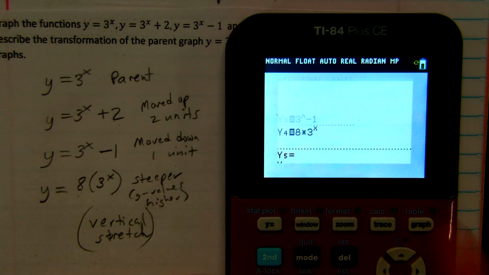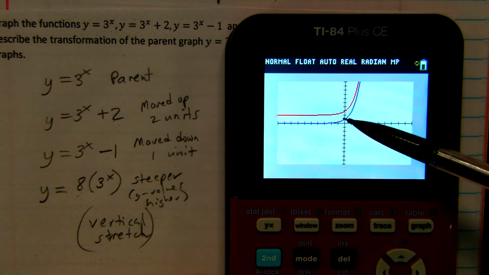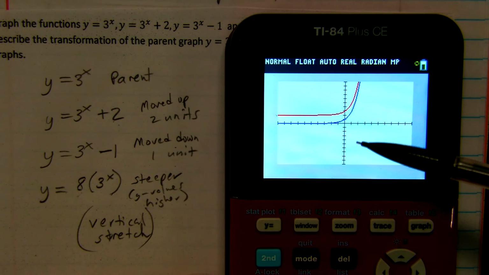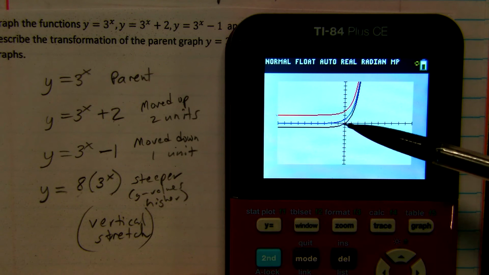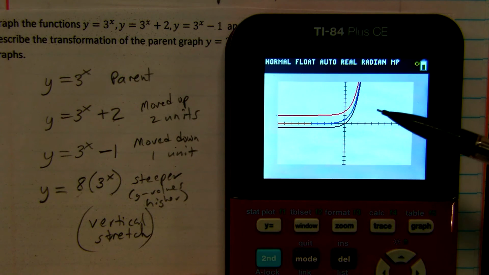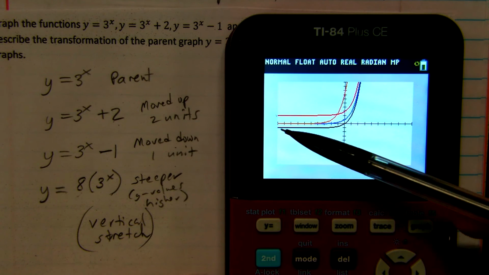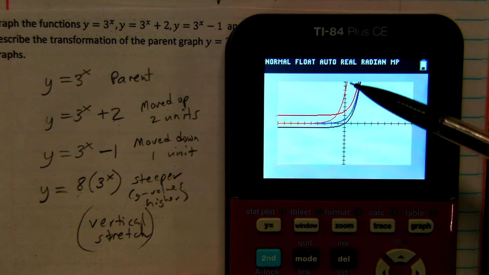I'm going to graph them all on the same screen. It's going to be a little messy. And if you're using a calculator that doesn't have the colors, you'll have to keep track of which one is which. So the first one did move up 2 units. You can see that. The next one should go down 1 unit, so it's going to go through 0 instead of 1. And then the 8 one starts over here, and it's going to go high a whole lot sooner. All those values are steeper.